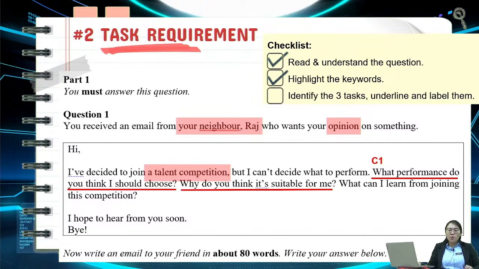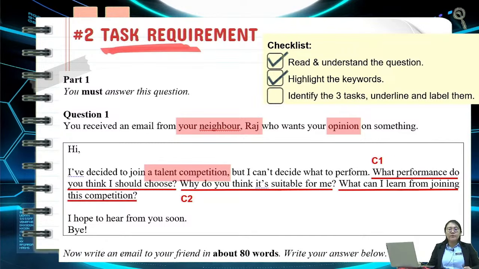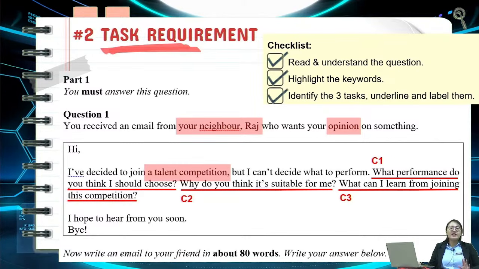And why do you think it's suitable for me? That one will be our C2, which is our second content point that we need to answer. State the reason why you suggest that particular performance, right? And then the last one, what can I learn from joining this competition? Let's label it C3, which is after you suggested that performance, if Raj joined that performance, what is it that he can learn from it? Okay, so altogether, there are 3 tasks that we identify in these questions, C1, C2, and C3. So that is how we unpack and analyze the questions.